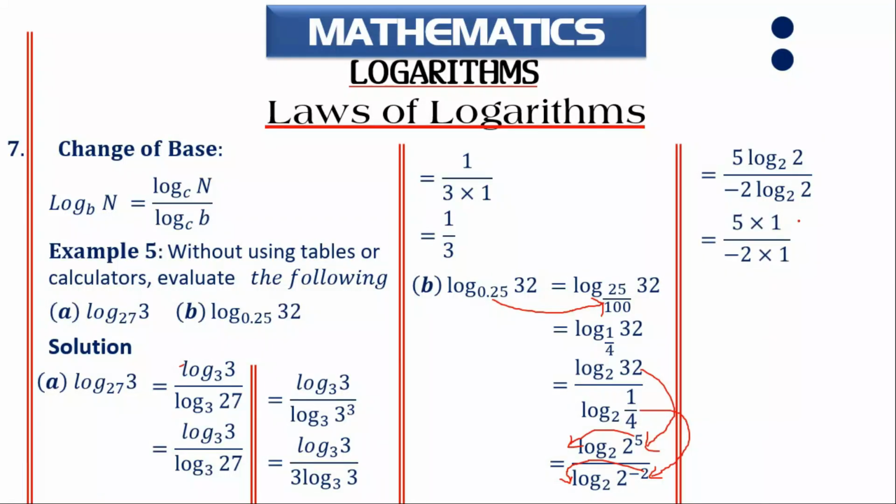So from what we have here, you can say basically 5 times 1 over minus 2 times 1, which, of course, you know your answer is minus 5 over 2. And to place it in a better perspective, we write it as a mixed fraction, which is minus 2 whole number 1 over 2.